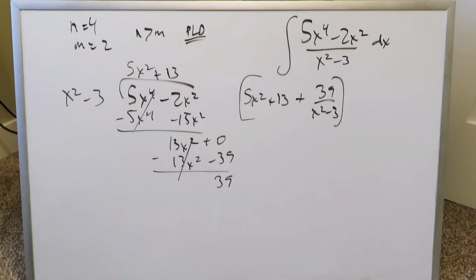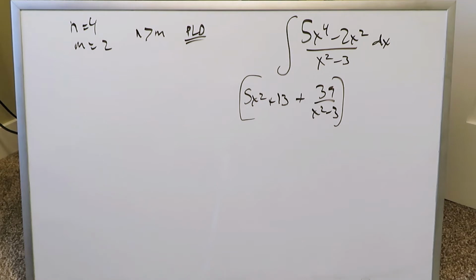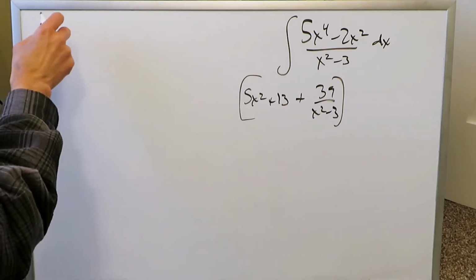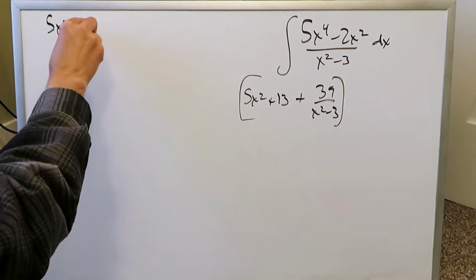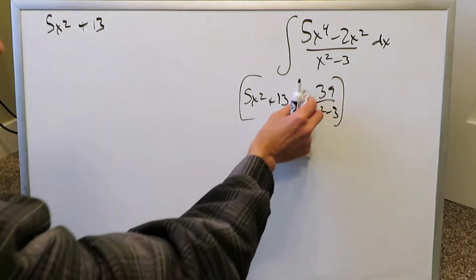That 5x squared, that 13 component are easy. Our problem is that 39 divided by x squared minus 3, and that's going to be the aspect which will take a bit of space to handle. What we can do is place some of these components we have here on the top. We have a 5x squared, we have a 13. I've taken that out from this polynomial long division result.